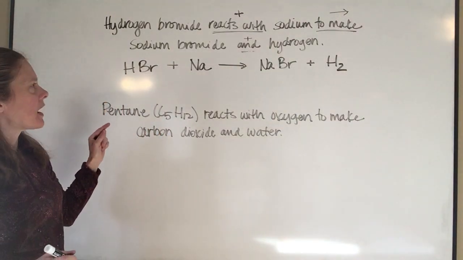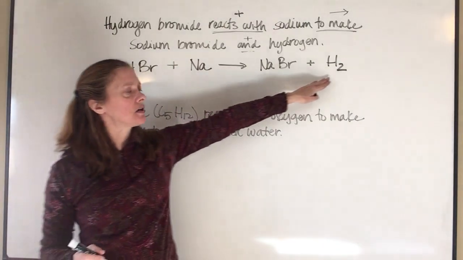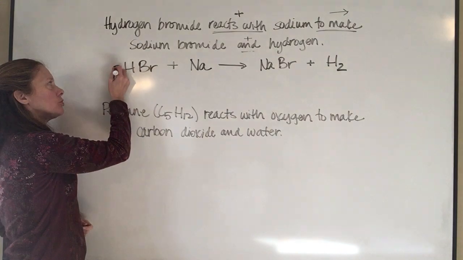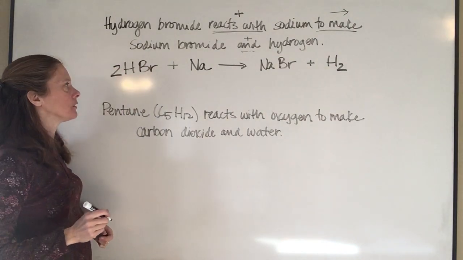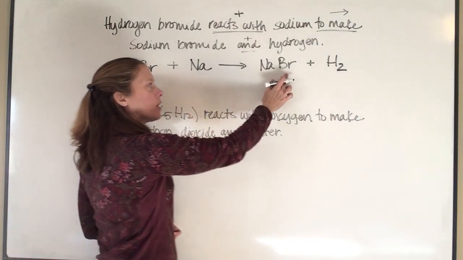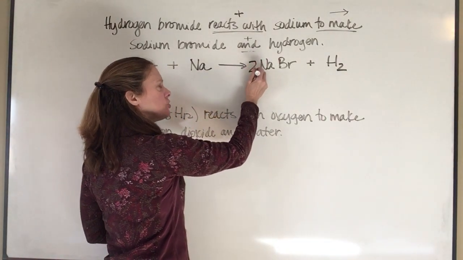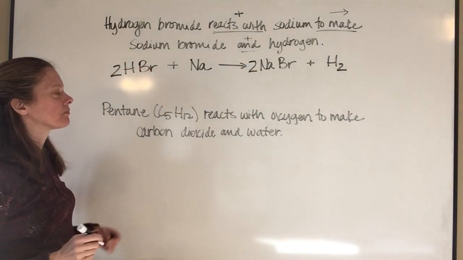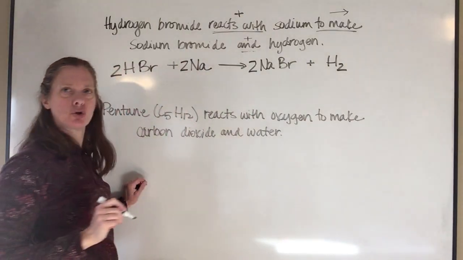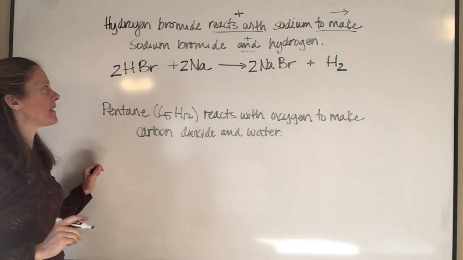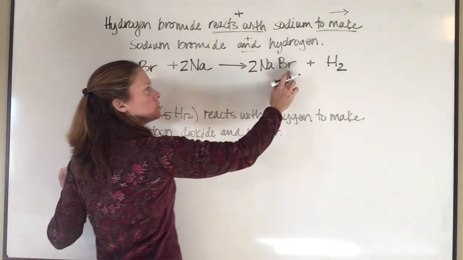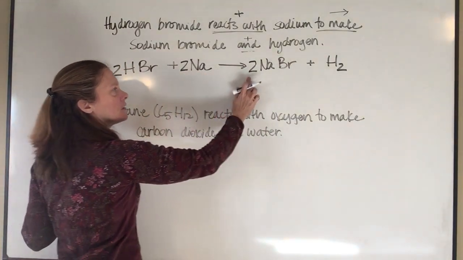So is my hydrogen balanced? I have 1 on this side and 2 over here. So no, it is not balanced. So now I'm going to have to put a 2 in front of my hydrogen here. Now I have 2 bromines, and I just have 1 on this side, so I'm going to have to put a 2 in front of that bromine. And so now I have 2 sodiums on this side, and I'm going to have to put a 2 on this side in order to make that balance. So 2 hydrogens here, 2 here, 2 bromines here, 2 bromines here, 2 sodiums here, 2 sodiums here.